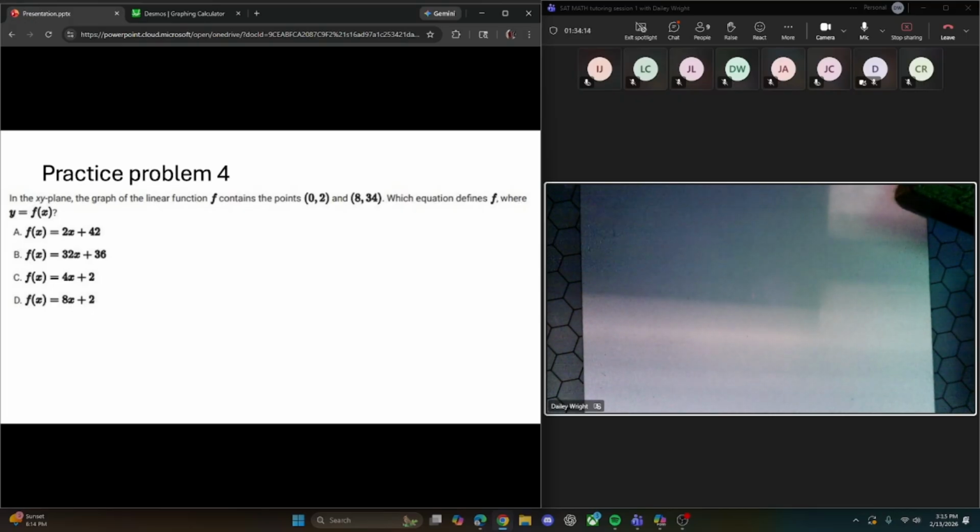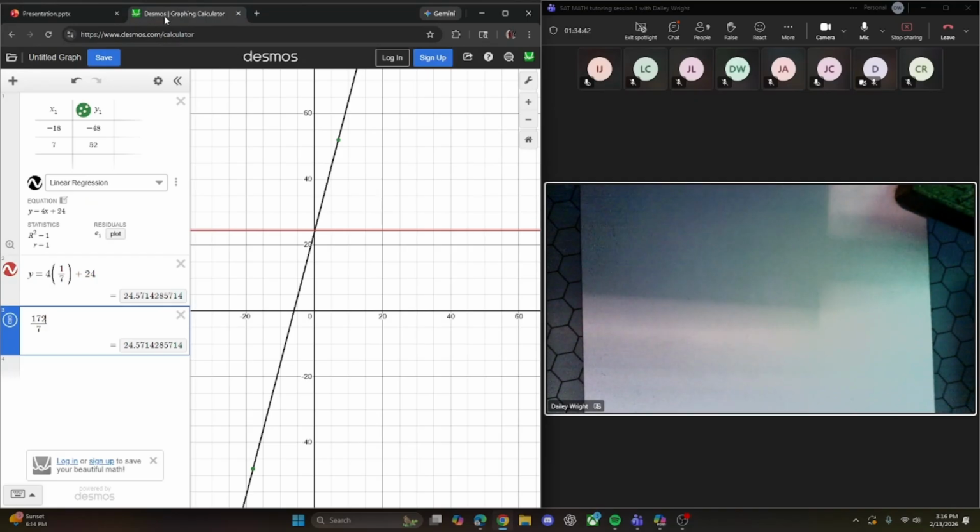So, this isn't directly a table problem. It shows up as if it's not a table problem, but it is. Because it gives you 2 points, (0, 2) and (8, 34), and it says it's a linear function. That's all you need to put into a table and make an equation. This is x, y, and this is x, y. And then it asks which equation defines f where y equals f of x.